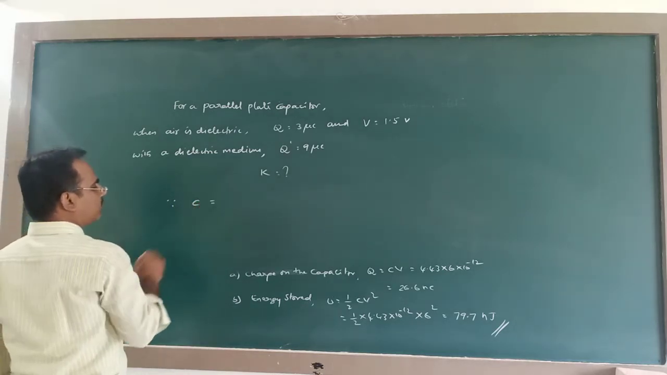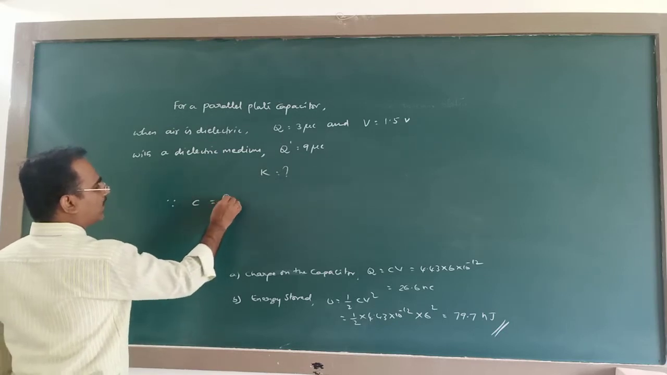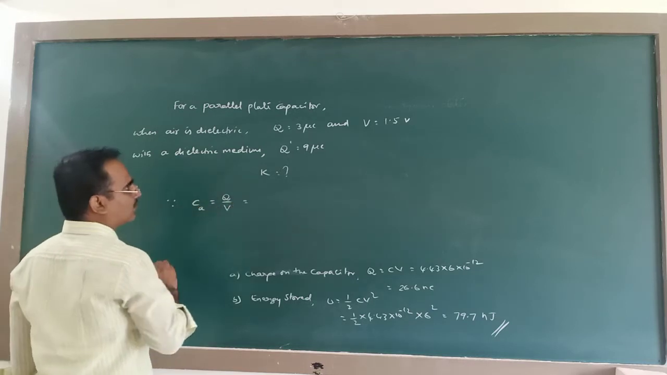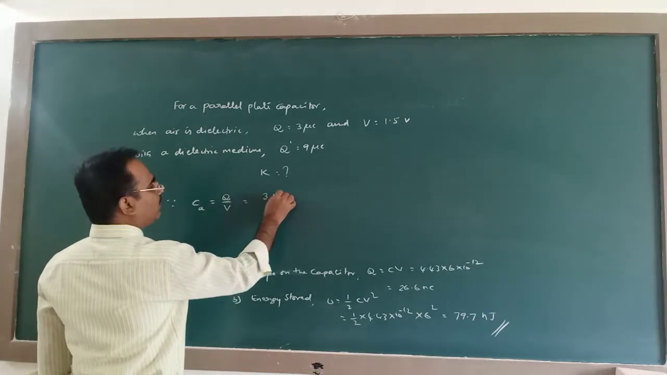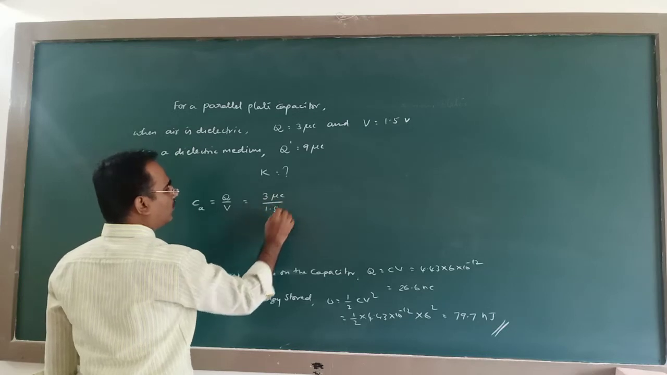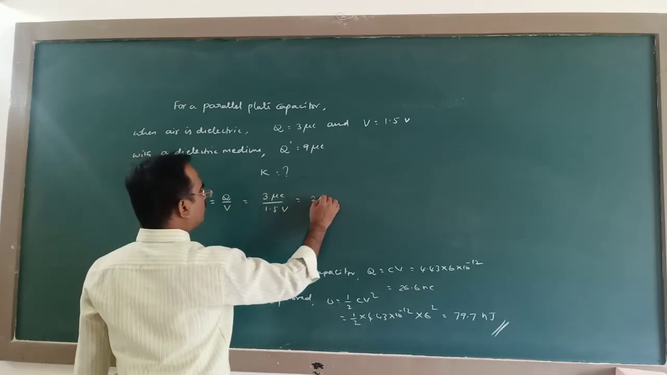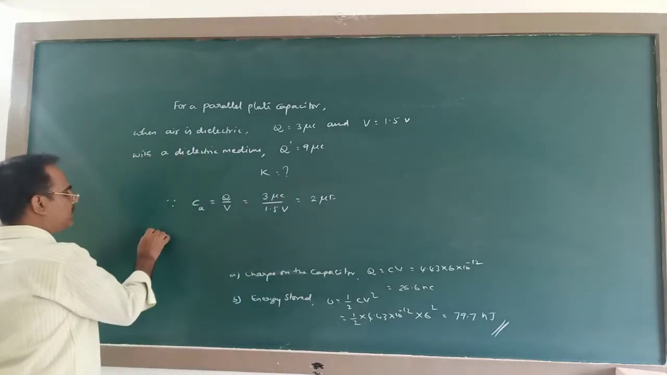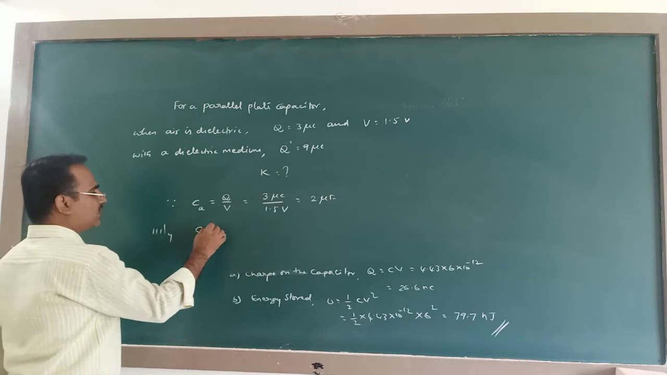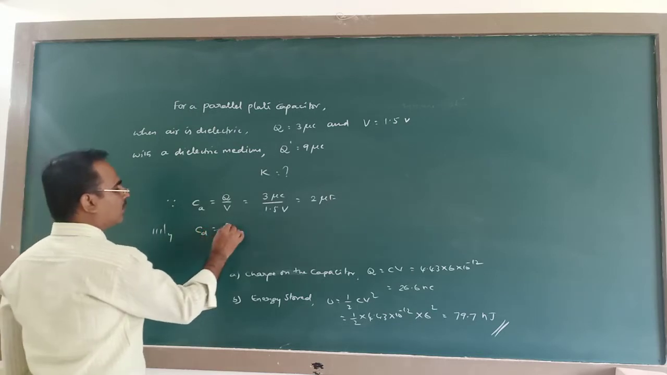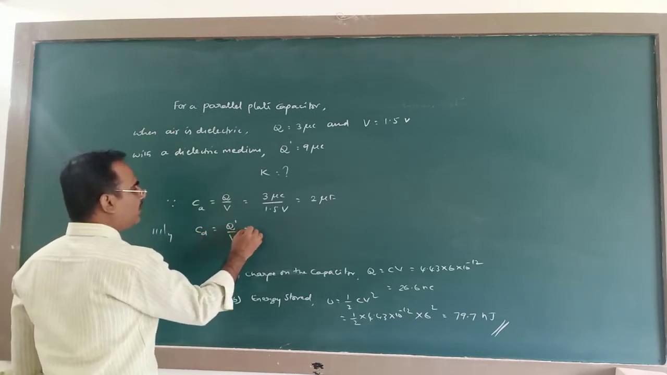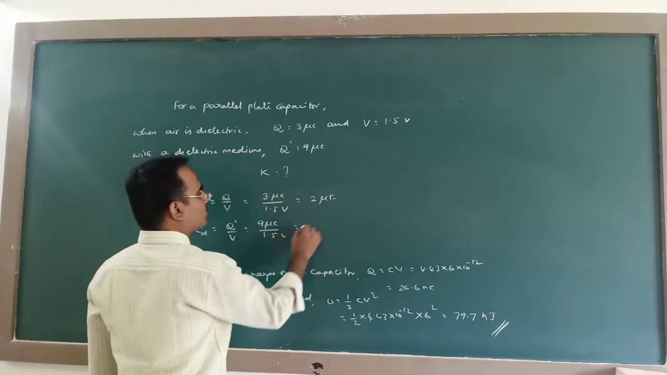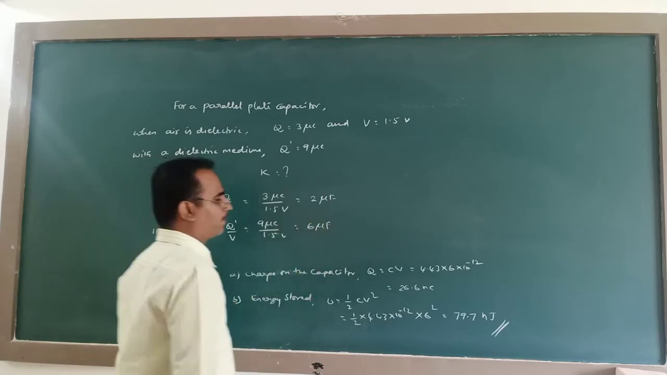The capacitance of a capacitor is given by Q divided by V. So capacitance of this air capacitor is 3 microcoulomb divided by 1.5 volt. So it becomes 2 microfarad. Similarly, capacitance of the capacitor with dielectric is Q dash divided by V, that is 9 microcoulomb divided by 1.5 volt. So it is 6 microfarad.